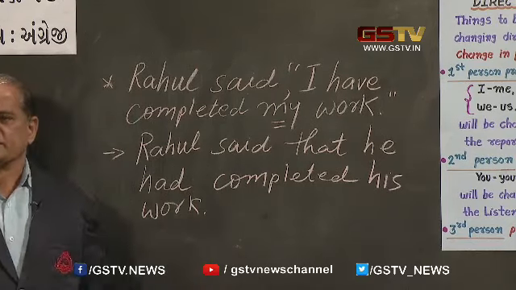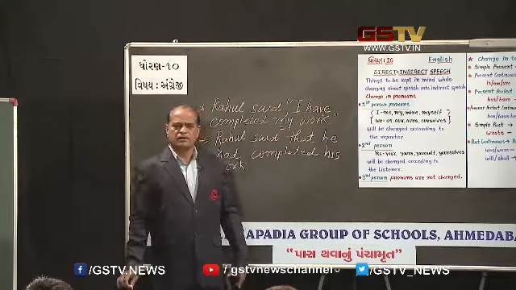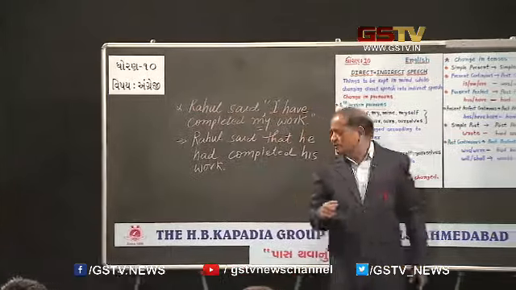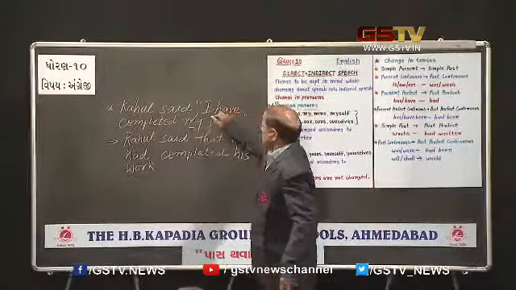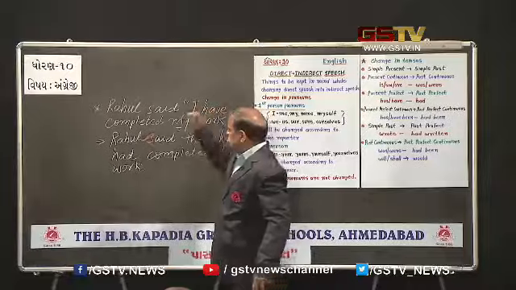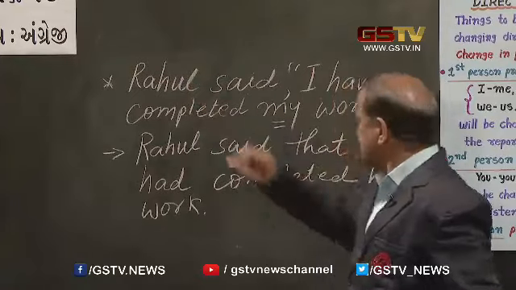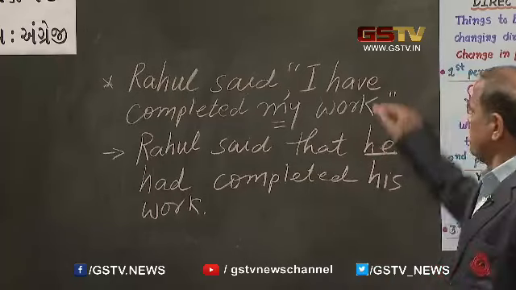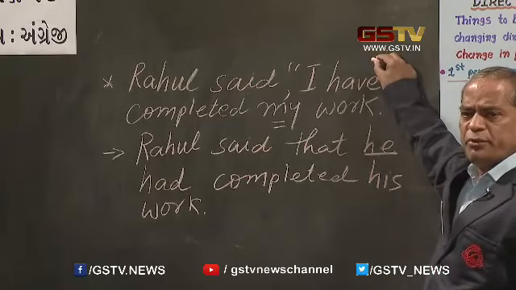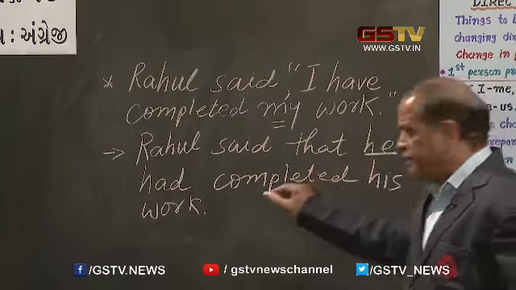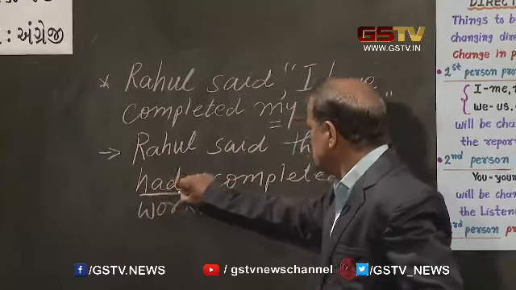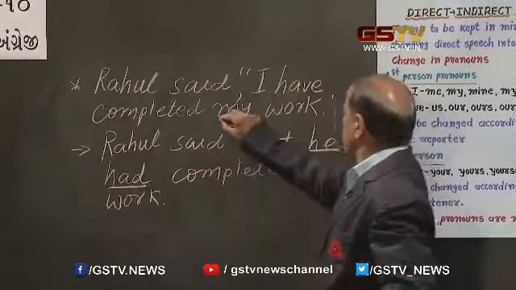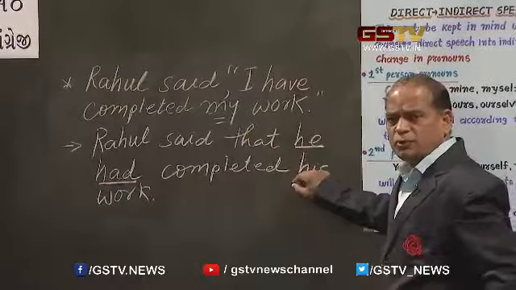Here notice the changes. You can see here I is converted according to Rahul, meaning here he. As I have told you, has, have changed into had, that is here, and my according to the reporter, his.